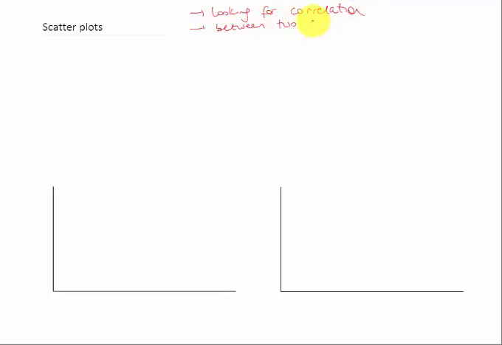two linked continuous measurements. So that could be two measurements. So two measurements from each individual in a population.